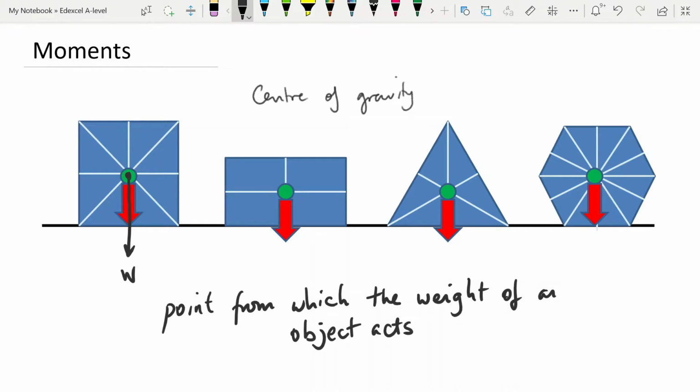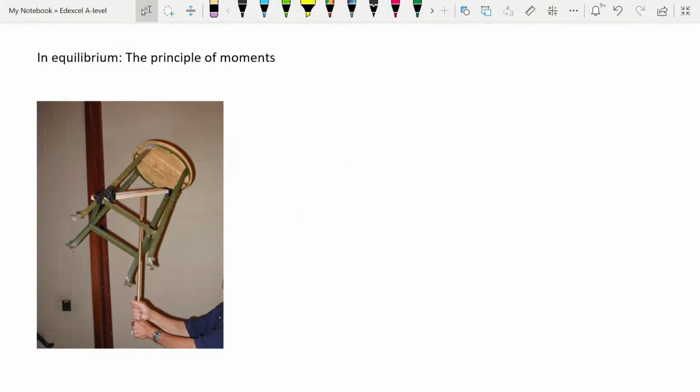We do not need to find the center of gravity of an irregularly shaped object, but you should have an appreciation of where that center of gravity is. And we use the center of gravity in applying the principle of moments. The principle of moments says when an object is in equilibrium, the anti-clockwise moments are equal to the clockwise moments, or the sum of the anti-clockwise moments are equal to the sum of the clockwise moments if you have more than one moment. It also states that the vertical forces on an object are equal.